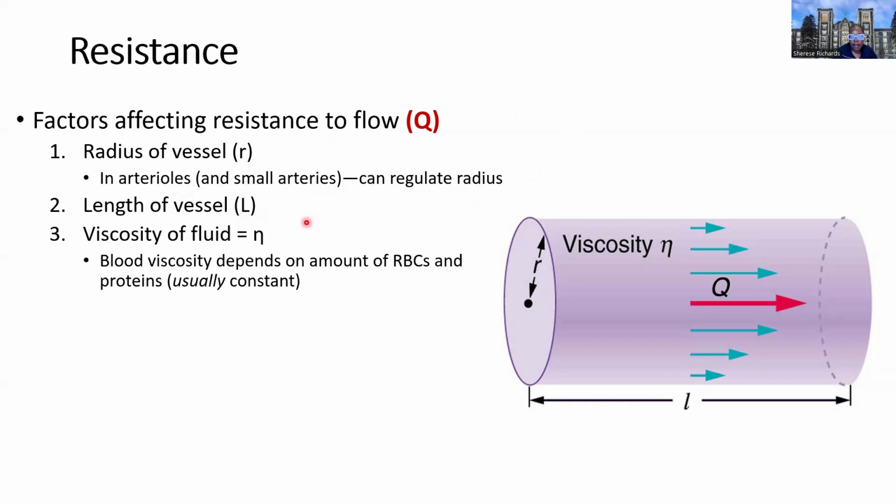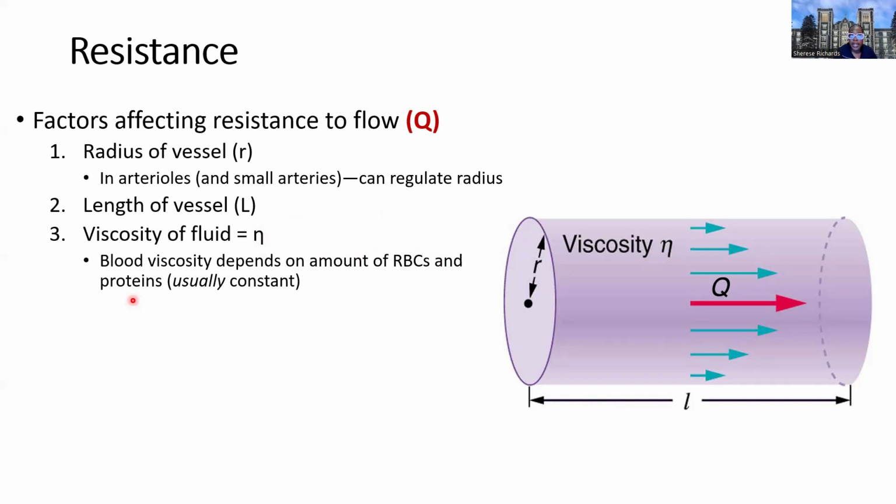And then the viscosity of the fluid, in our case blood, which is represented by the symbol here, it looks like an N. This is viscosity, and that tells us, what is the amount of particles dissolved in that fluid that will slow the fluid down? What is the thickness of that fluid? In our case, blood, and that will be determined by the amount of erythrocytes or RBCs and the amount of proteins that are found in the blood, although those two things are usually constant in our physiology.